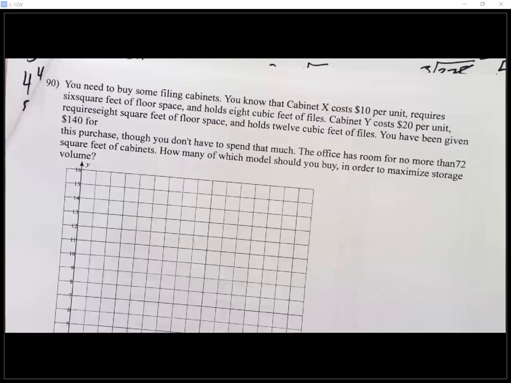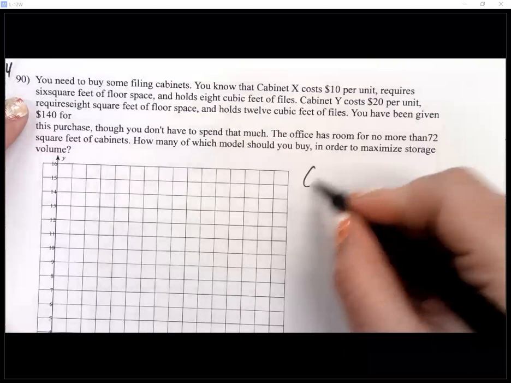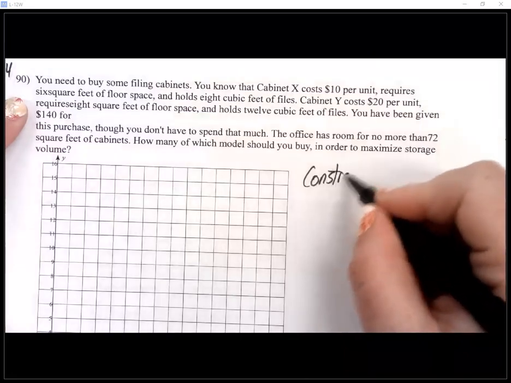Remember, it is multiple choice. So even if you have a problem like this, you're going to have four graphs, four sets of equations. Everything's going to be there for you. So it should be relatively easy to do process of elimination, but let me refresh your memory on what you're looking for. You had constraints, the things that I have to worry about.